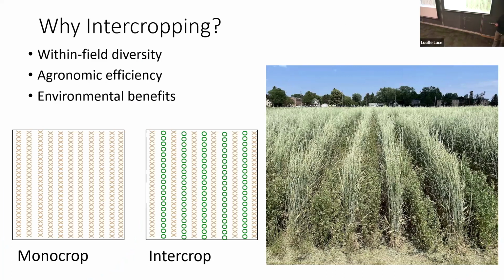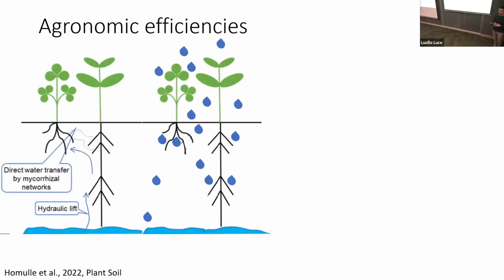We already started alluding to this. It's a way to increase biodiversity on the farm. We can increase plant diversity within a field, which there's a lot of research that shows can lead to higher diversity levels of other taxonomic groups. Agronomic efficiencies, I'll cover those soon, and also hopefully provide some environmental benefits.